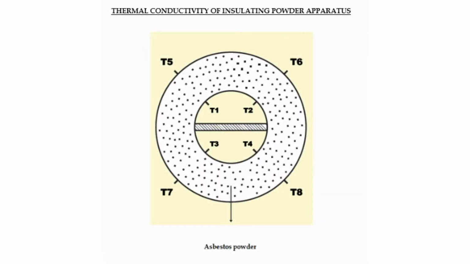The schematic view of the experimental setup is given in this figure. As we discussed, the heating element is placed inside the inner sphere. Asbestos powder is filled between the inner sphere and outer sphere. Totally 8 thermocouples are fixed between the inner sphere and outer sphere in order to measure the corresponding temperatures.